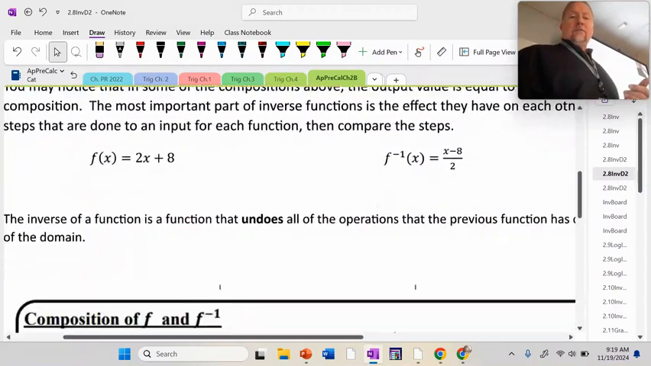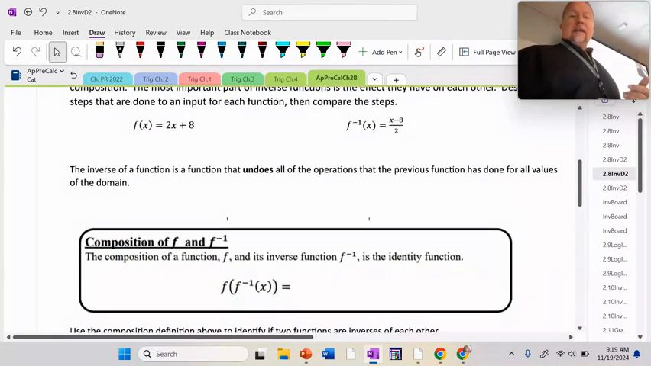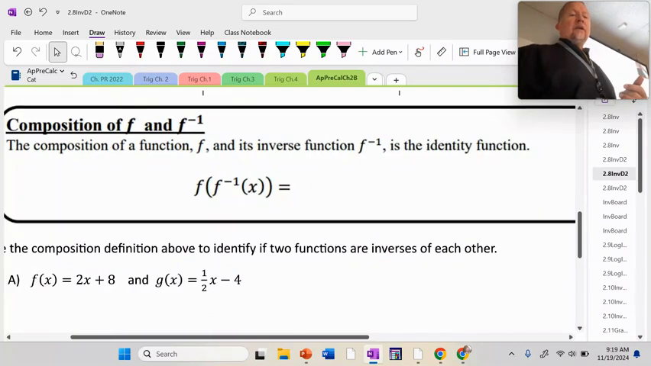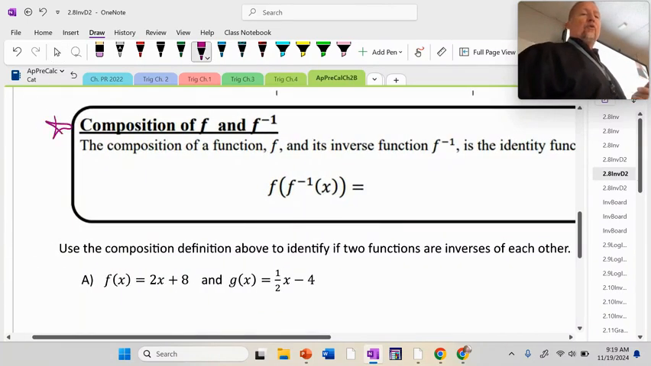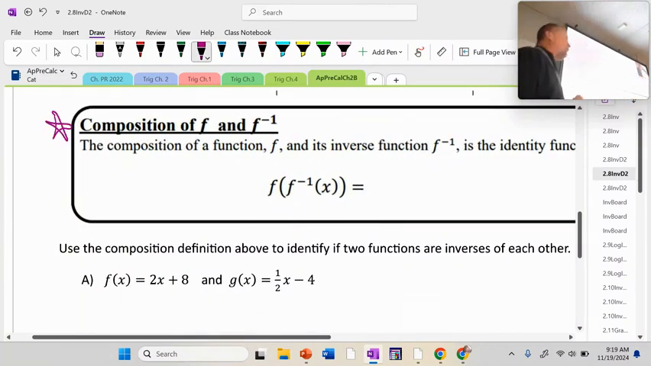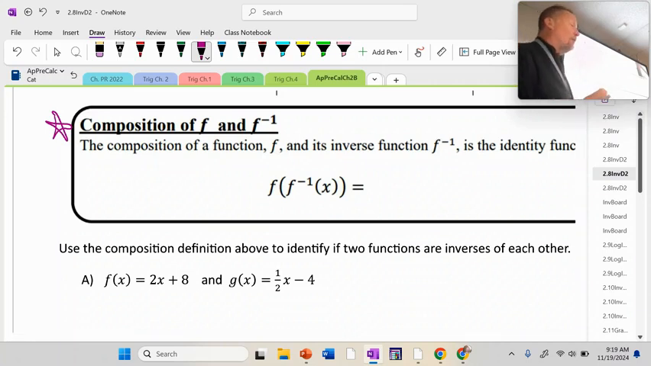All right. Undoes all the operations. Okay, I'm just going to go to it. And here's what we're going to be doing today to prove two functions are inverses of each other. Sorry, kind of messing up my language here.